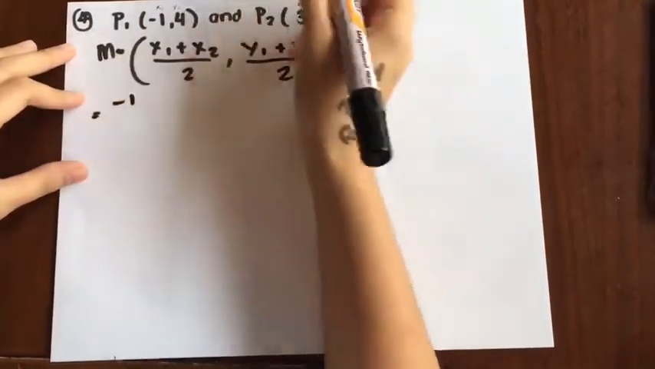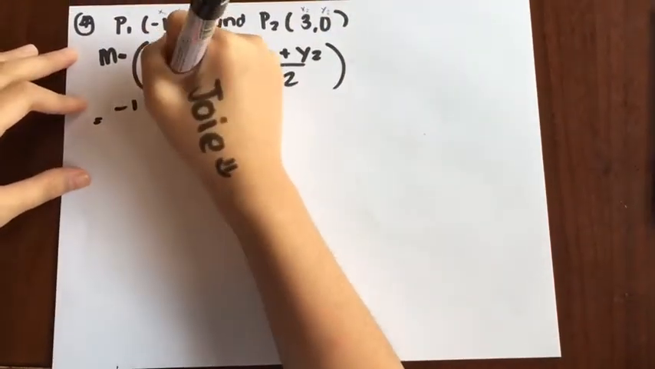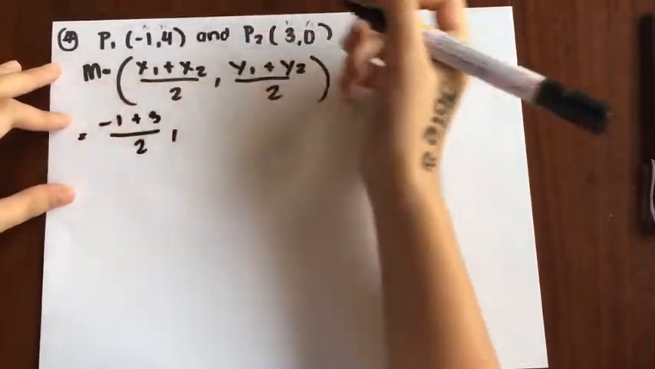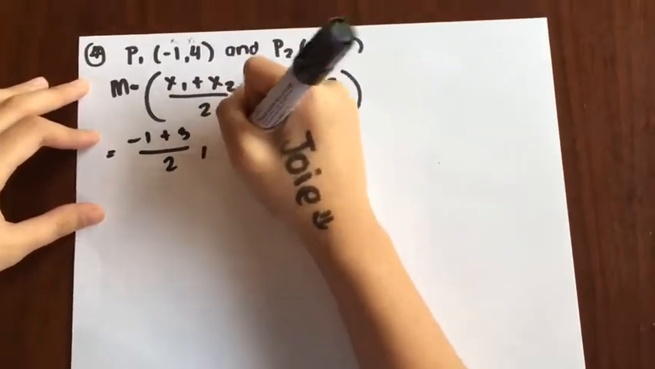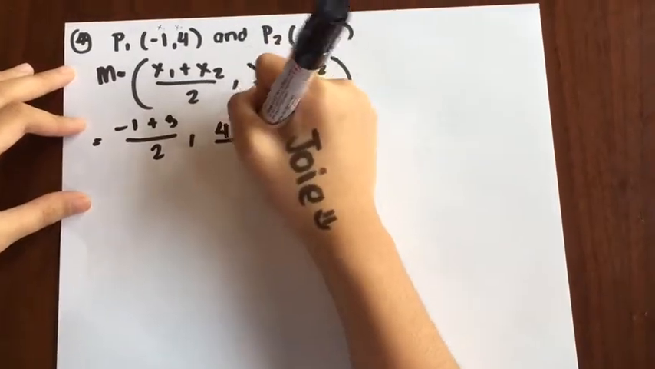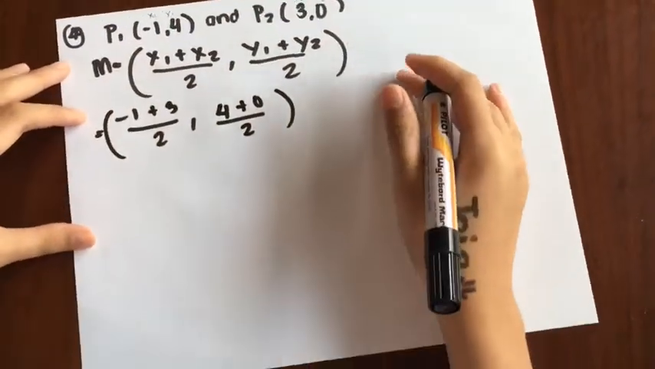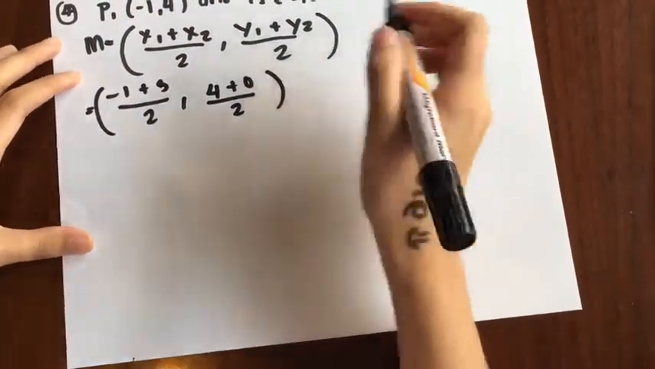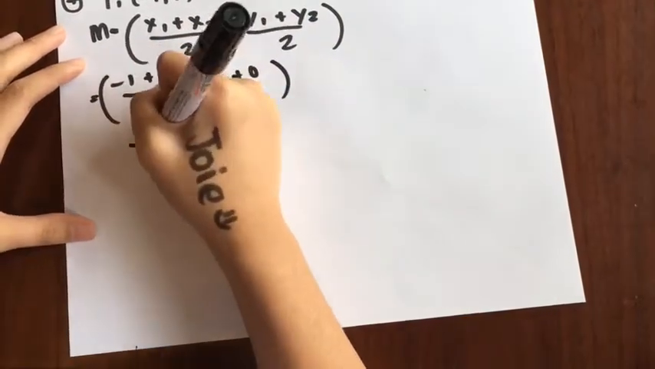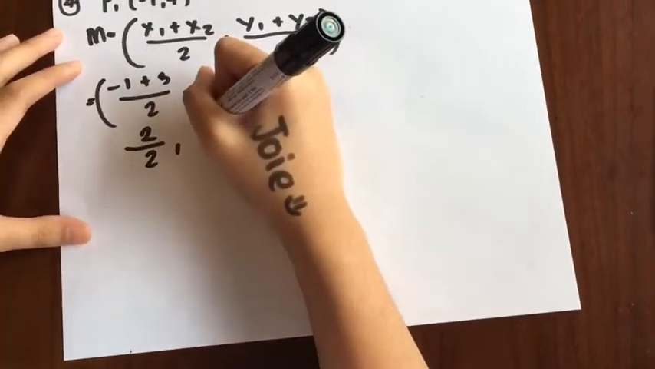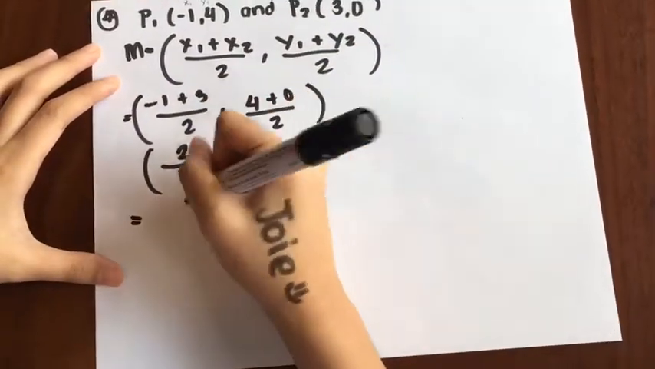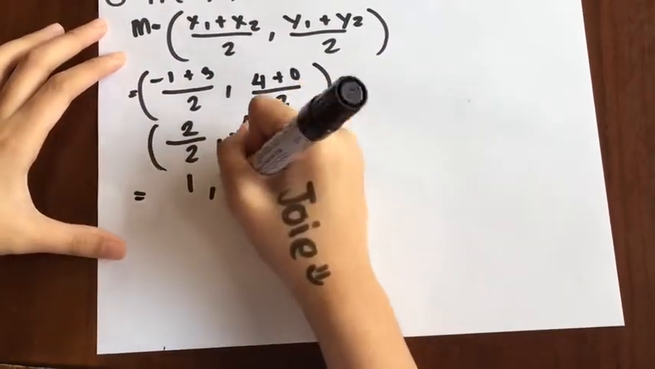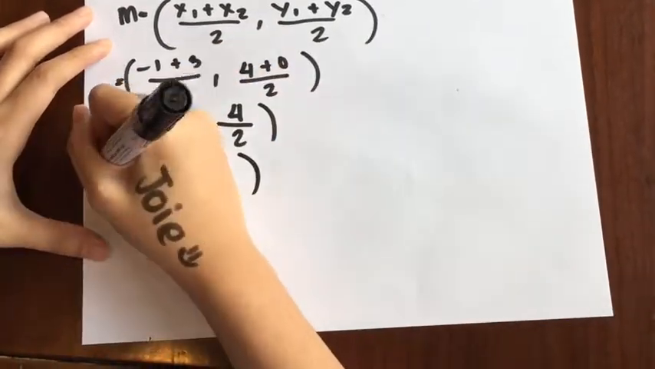Equals negative 1 plus 3 over 2, 4 plus 0 over 2. Negative 1 plus 3 equals 2. Ito ang ating center.